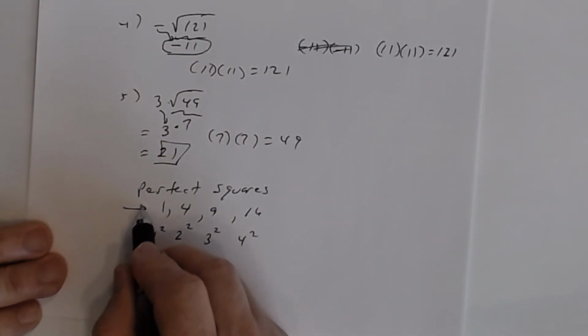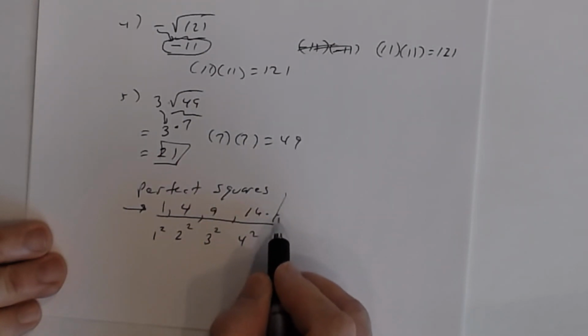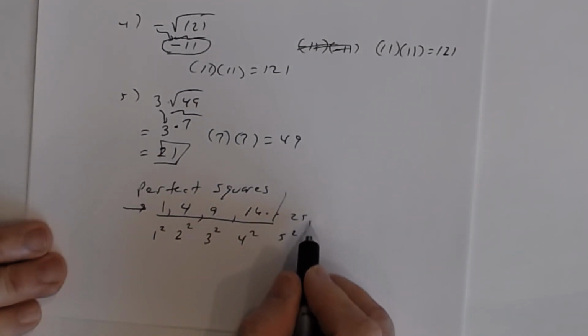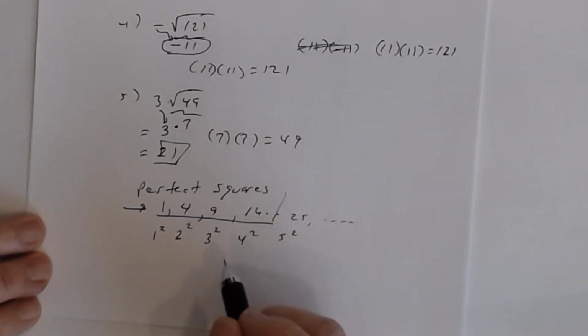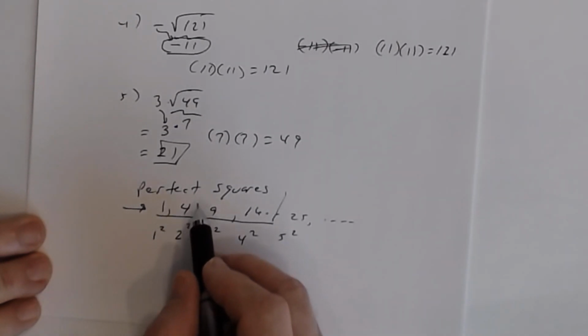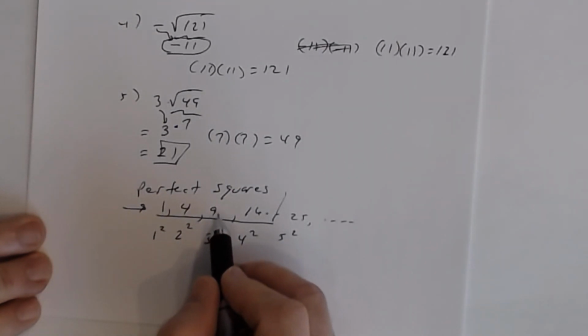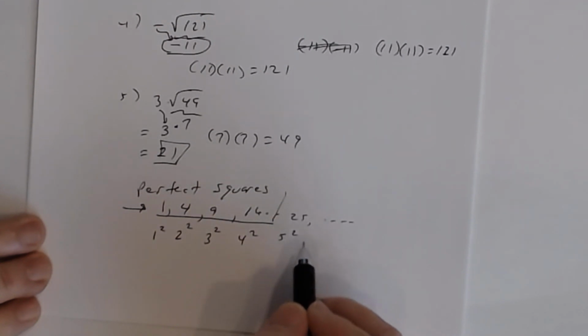So these are your perfect squares right here, and there's an infinite number of them. The next one would be 5 squared, which is 25, and so on. So what that means is this. If I take the square root of 1, I get 1. The square root of 4, I get 2. The square root of 9, I get 3. The square root of 16 is 4. The square root of 25 is 5, and so on.